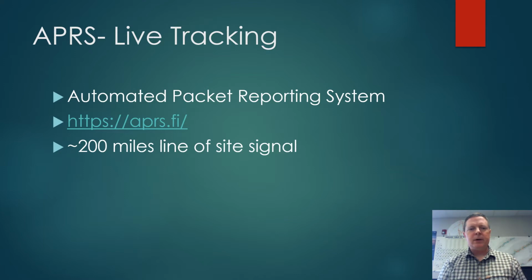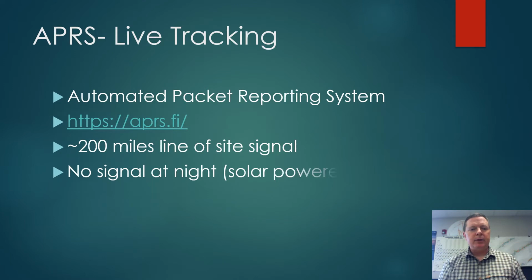It's a system that gets about 200 miles line of sight signal. So the signal will travel 200 miles in a line of sight. That should tell you that if you're going over the ocean, you're likely to run out of line of sight because people didn't set up an antenna in the middle of the ocean for us.